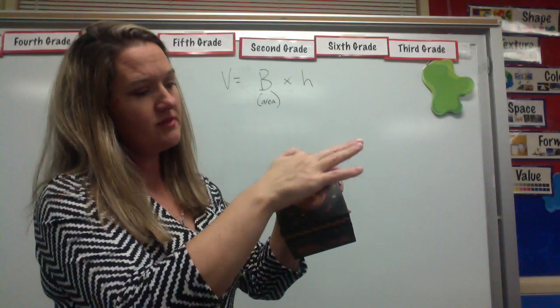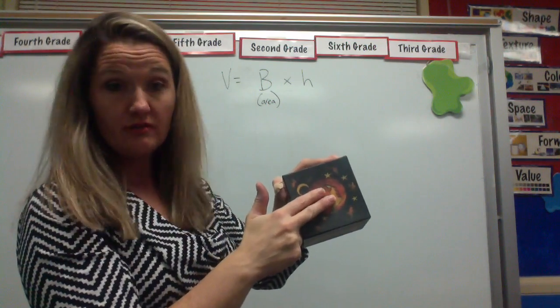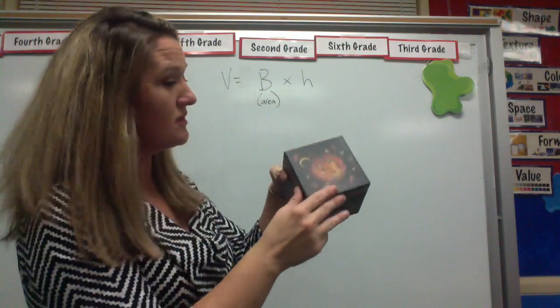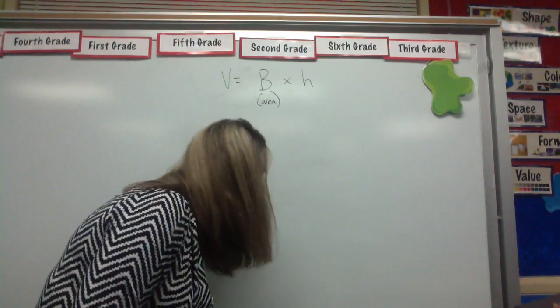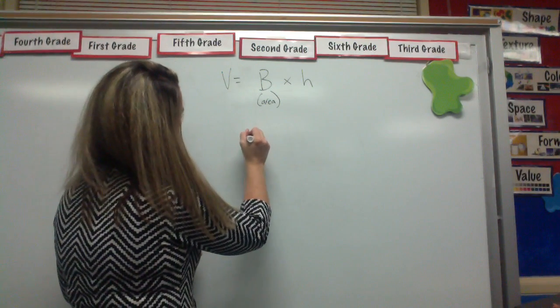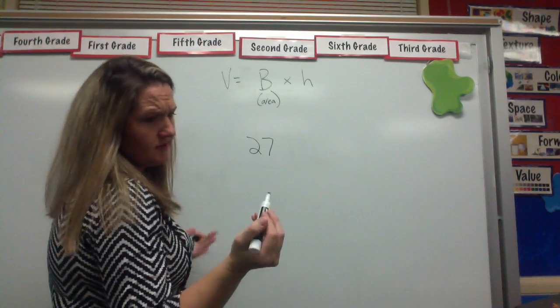So say this was 3, this was 3, this was 3. The area of this would be 9. So you find the area of the base, 9, and you take it times the height, which is also 3. 9 times 3 is 27. So with the cube, I would have 27. Say that was inches.